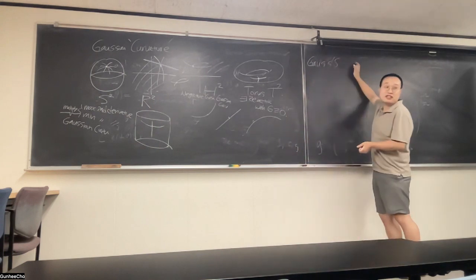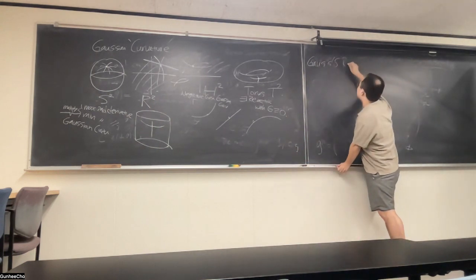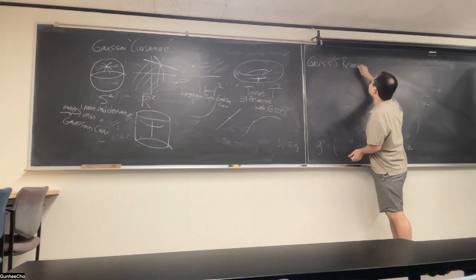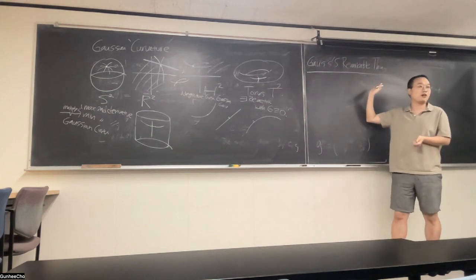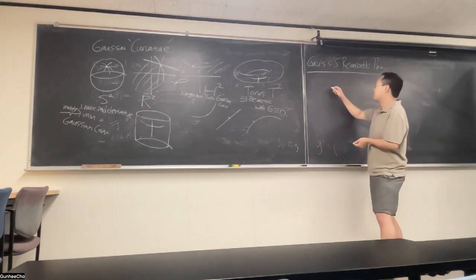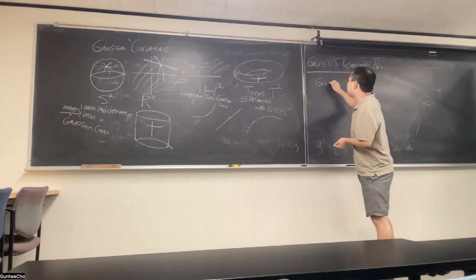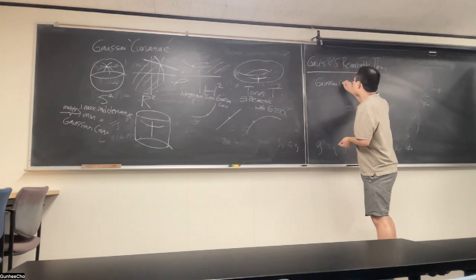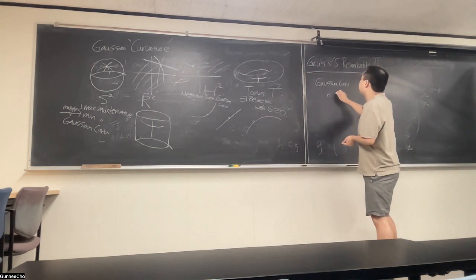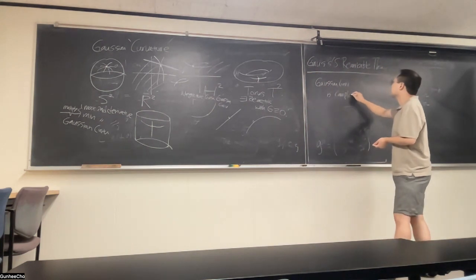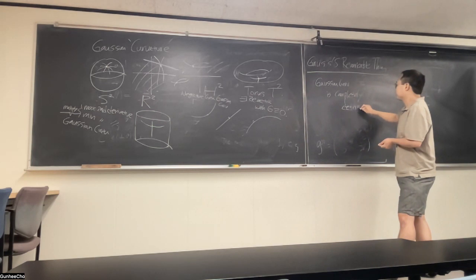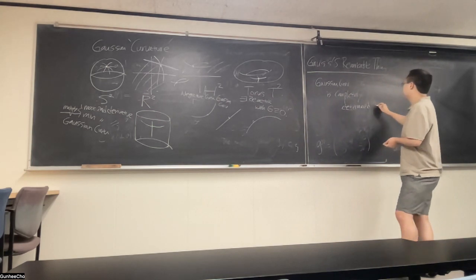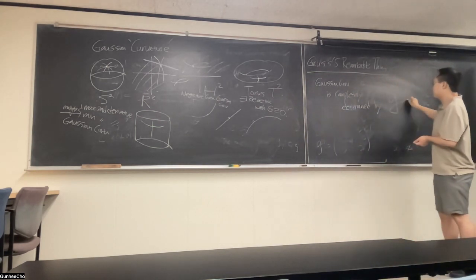This is indeed the name of the theorem. Gauss's remarkable theorem, as Sammy presented some days before. So according to this theorem, the Gaussian curvature is completely determined. What do you expect? By the Riemannian metric.